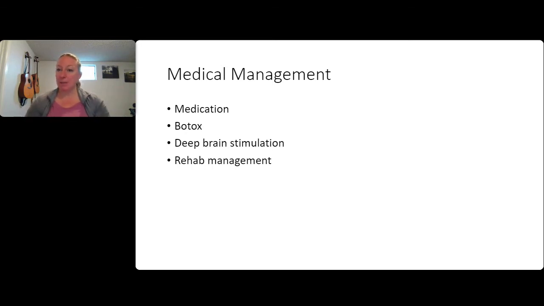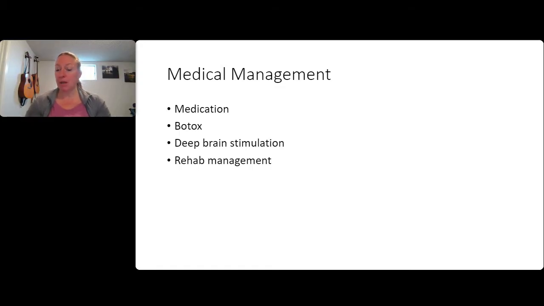And then depending on the person, if it's the right time and they're the right person, deep brain stimulation does have some good research around it for managing dystonia. And we don't have time to go into depth about DBS today, but there are some resources at the end that you are more than welcome to check out.